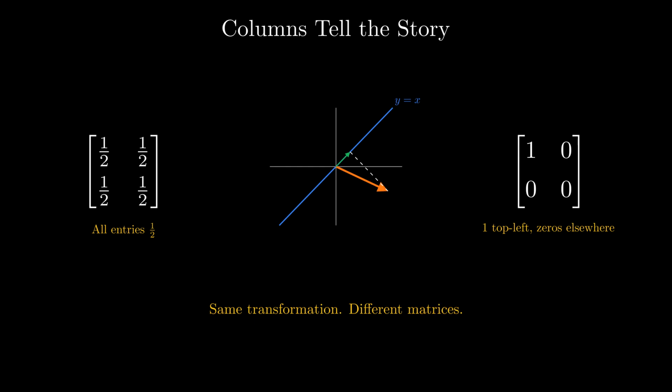Here are two matrices. The first one has all entries equal to 1/2. The second one has a 1 in the top left corner and the zeros everywhere else. They look completely different, but they describe the exact same operation, projecting vectors onto the 45-degree line. So which one is the matrix of that projection? Neither. And that's the secret hiding inside every matrix you've ever seen.